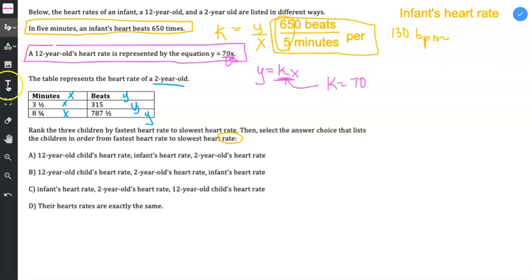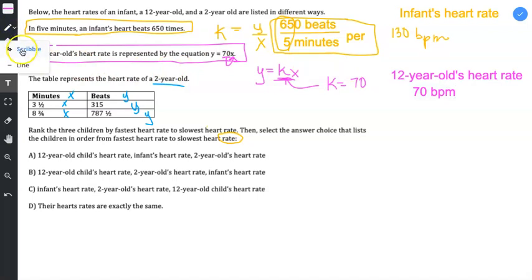So that means that basically they already gave us the 12-year-old's heart rate. So the 12-year-old's heart rate is 70 beats per minute. Great. Now let's move on to the 2-year-old.